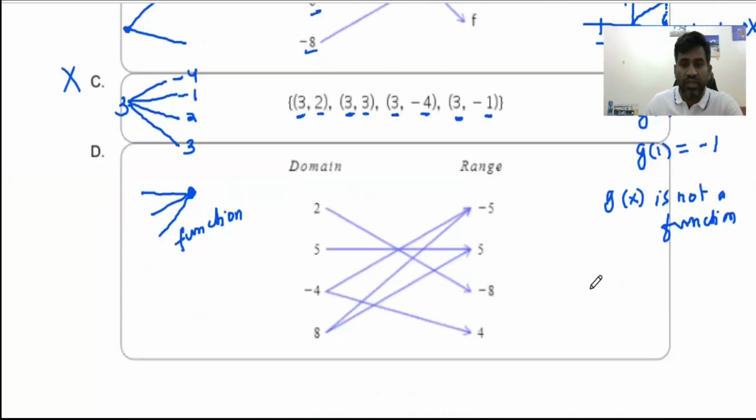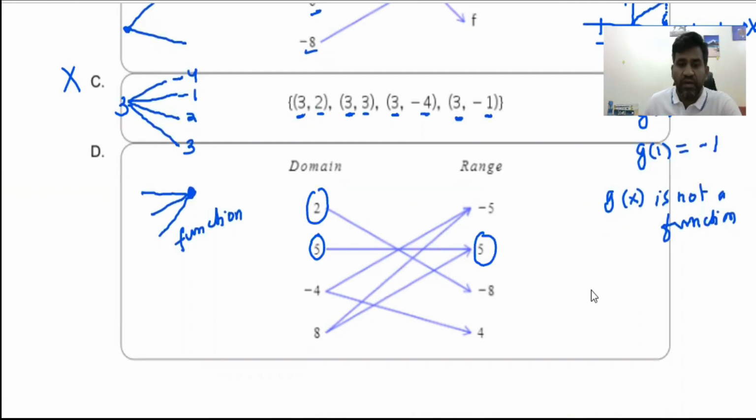Now let's check D. What is happening here for D? See, what is happening with option D here? When the input is 2, the output is going to be -8. And now look at what is happening. When the input is 5, the output is going to be 5. Till here, there is no problem.